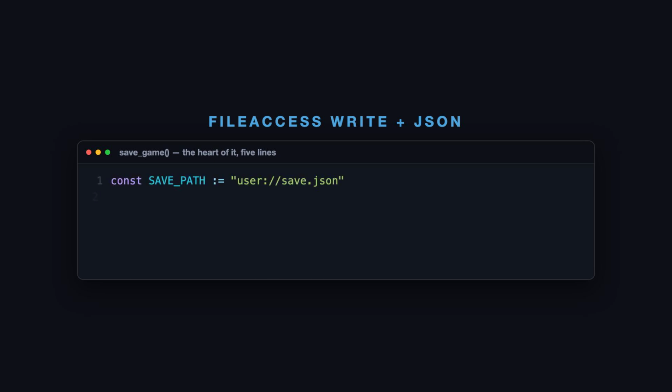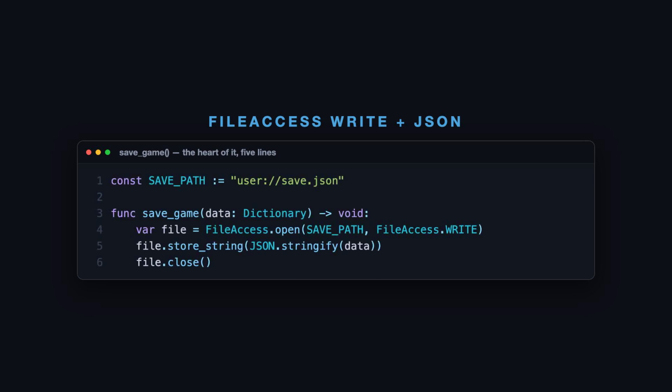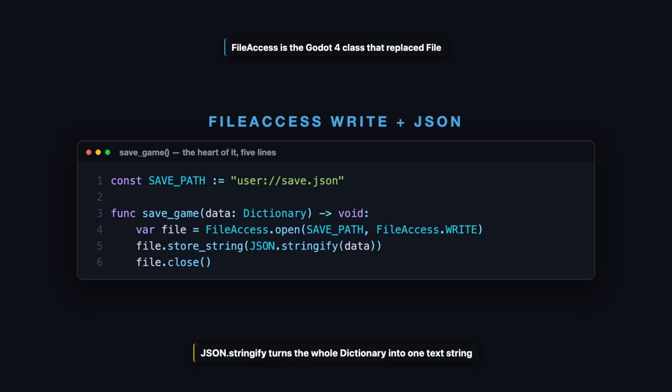Now let's actually save it. This is the heart of the whole system, and it is genuinely 5 lines. Up top, a constant for the save path. We write to the user path, user://save.json. Hold that thought, because where that lives is the key correctness point, and we've got a whole section on it in a minute. Inside the save function, 3 moves.